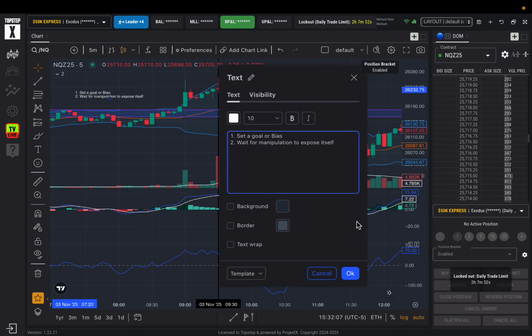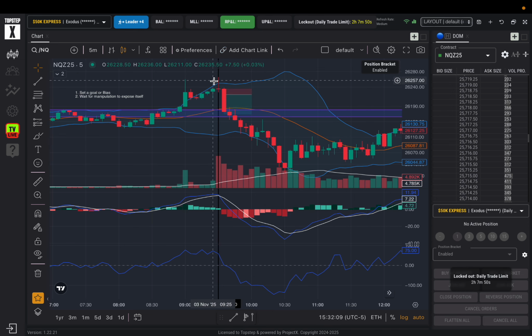So, for an example, this right here is the manipulation because it's faking out, right? Remember, what goes up can come down, most likely will come down, and what goes down can also come up, right? So just think about that. So wait for manipulation to expose itself.